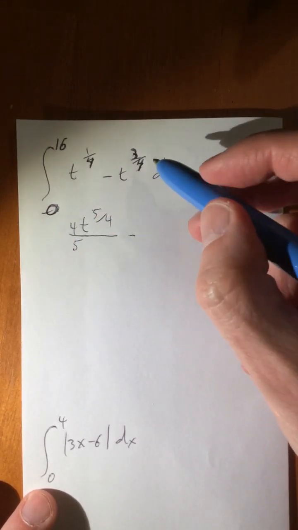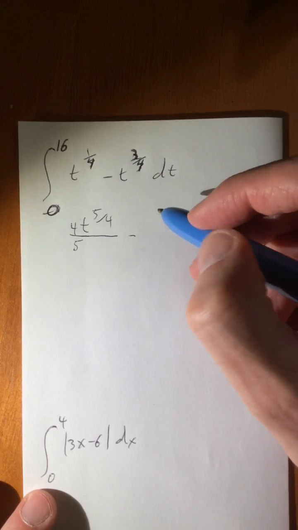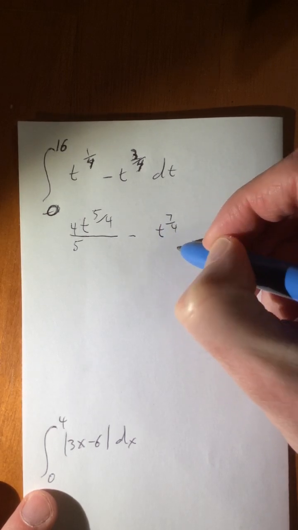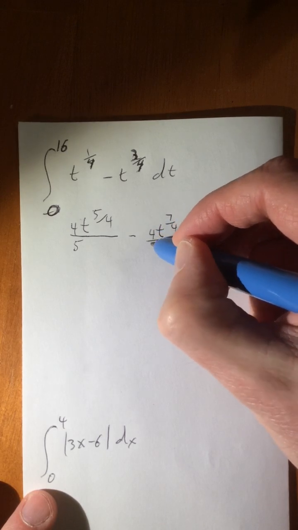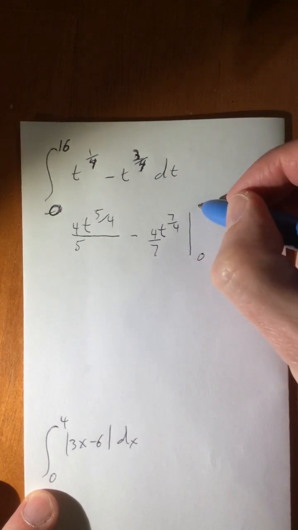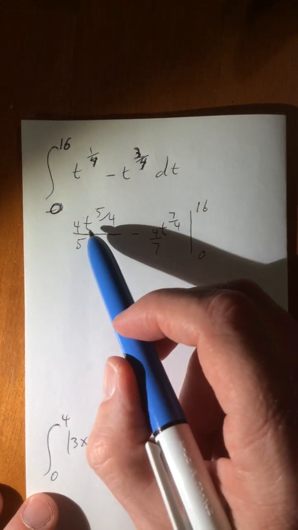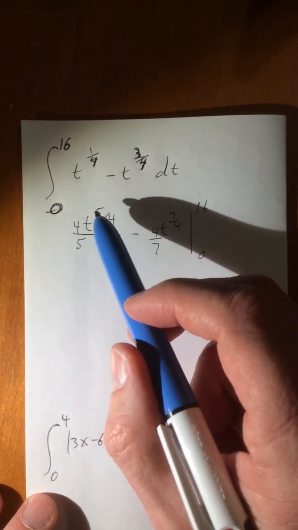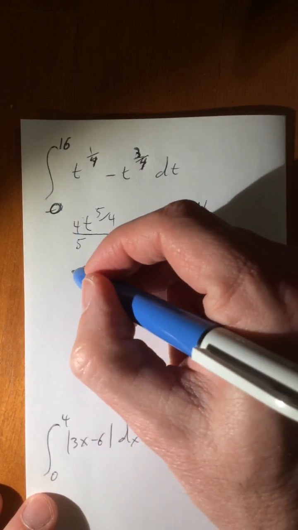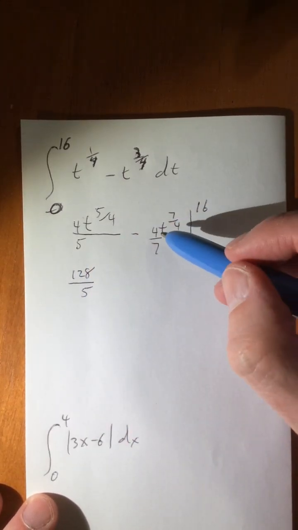And then we're going to subtract, and we're going to add 4/4 here, so that's 7/4. So we have t to the 7/4 divided by 7/4, aka multiplying by 4/7. We're going to evaluate that from 0 to 16. And again, we get the same stuff as before. The 4th root of 16 is 2, to the 5th power is 32. Times 4 is 128 over 5. Plugging in 16 here.